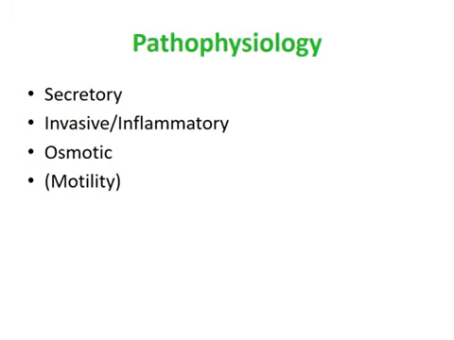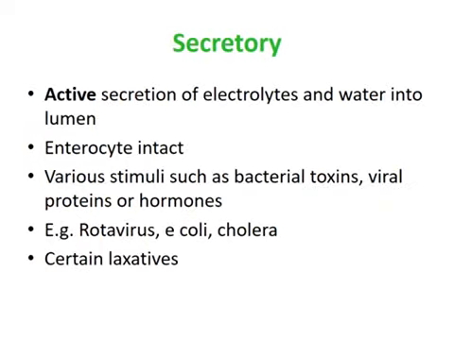If we look at the pathophysiology, remember you get different types of diarrhea, and we will discuss these. With secretory diarrhea, you get active secretion of electrolytes and water into your lumen. Your enterocyte remains intact. And this is caused by certain bacterial toxins and some viruses as well.